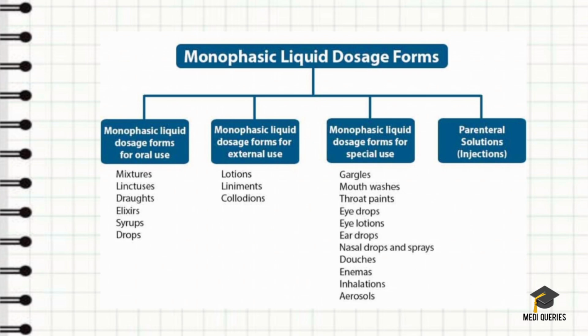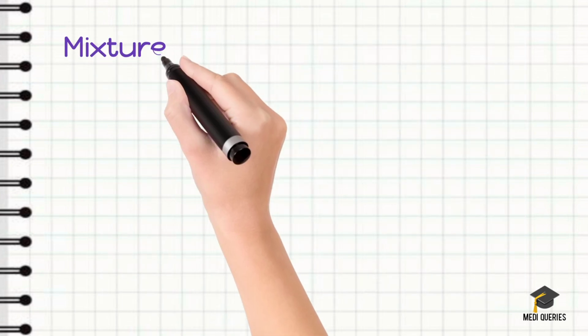And the fourth category is the parenteral solutions, that is injections. So all these are the various types of monophasic liquid dosage forms. Let us see the mixtures first.